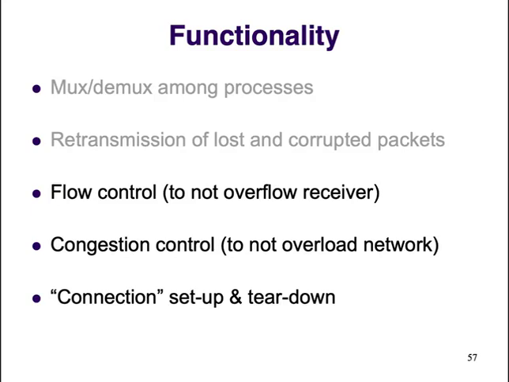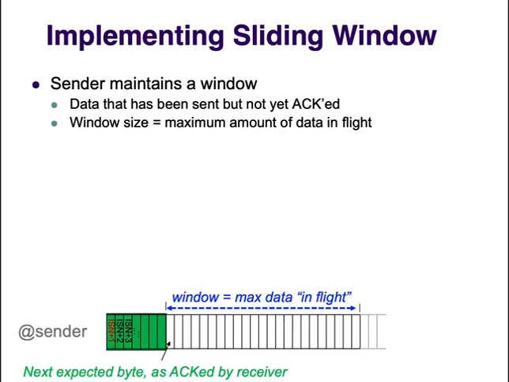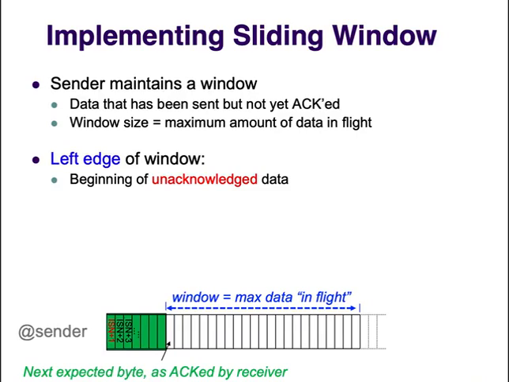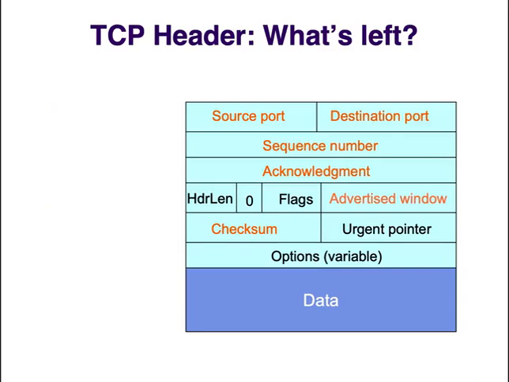Moving on, any questions on reliability in TCP? Okay. So flow control, we have the advertised window, as promised. And the way we're going to use it is that the sender maintains a window. The left edge of this window is the first unacknowledged byte. You've seen this figure before. The right edge, if we ignore congestion control, you cannot go further than the advertised window. That was what we said was flow control.